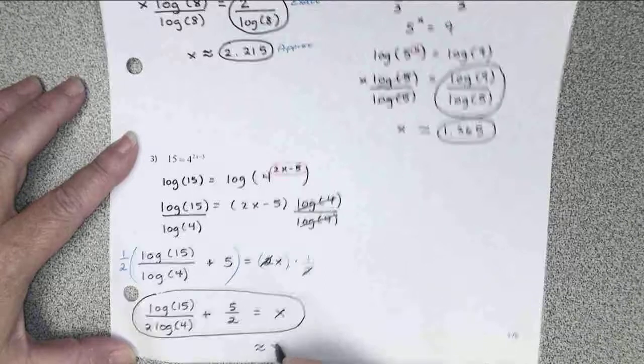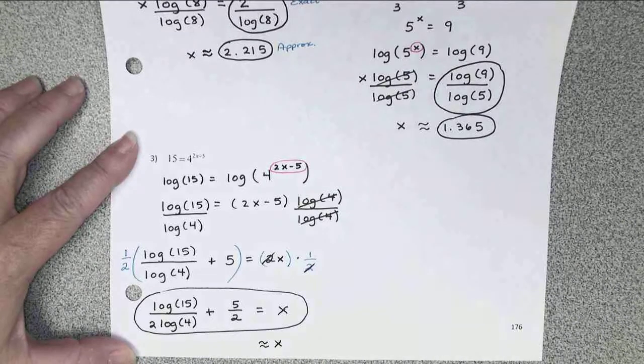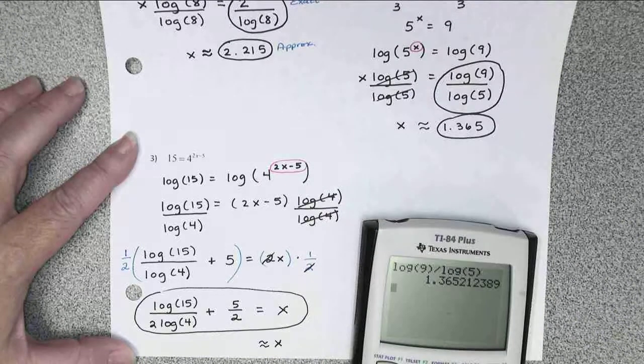If I want a decimal approximation, I can put that into my calculator. Again, being careful to close those parentheses. Here again, watch out. I want the entire 2 log 4 in my denominator. And then add the 5/2. And I get about 3.477 if I round to 3 decimal places.